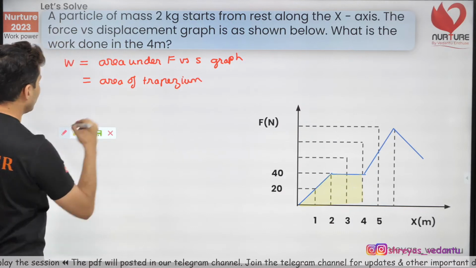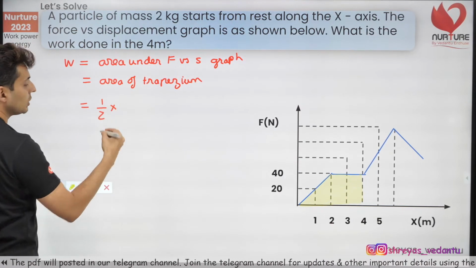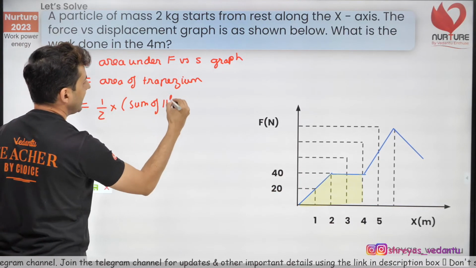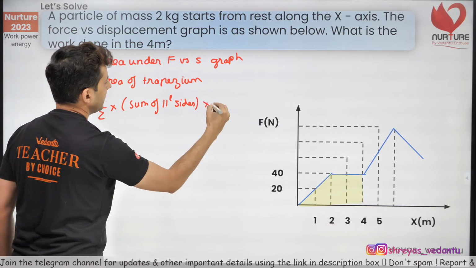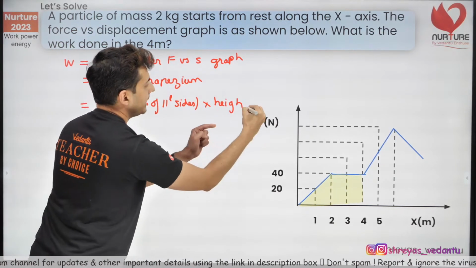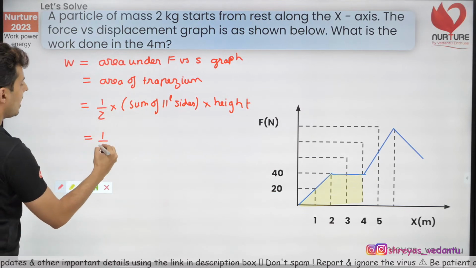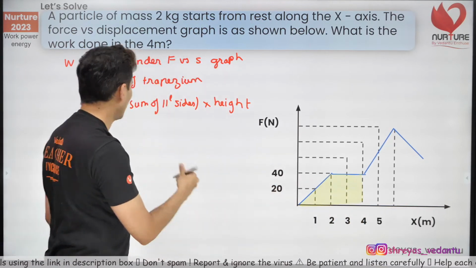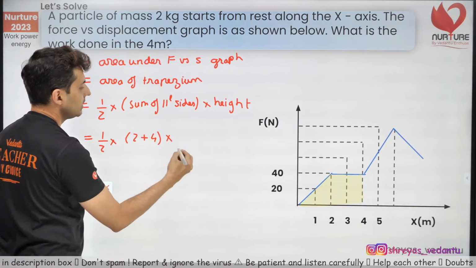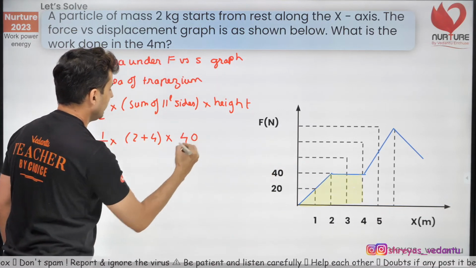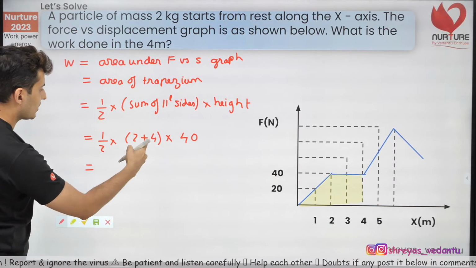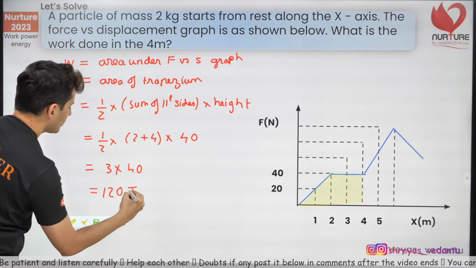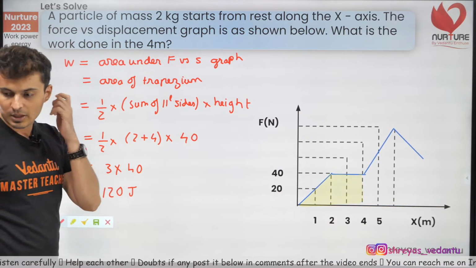And what is the formula for the area of a trapezium? It is half into the sum of parallel sides, multiplied by the height of the trapezium. You should know this. So it is half into the sum of parallel sides. This is 2 and the bottom one is 4. So it will be (2 plus 4) into height. What is the height? It is nothing but 40. So what will this become? 2 plus 4 is 6, 6 by 2 is 3. So 3 into 40, which is nothing but 120 joules. That's the answer. How many of you got it? Beautiful. Many of you got it.